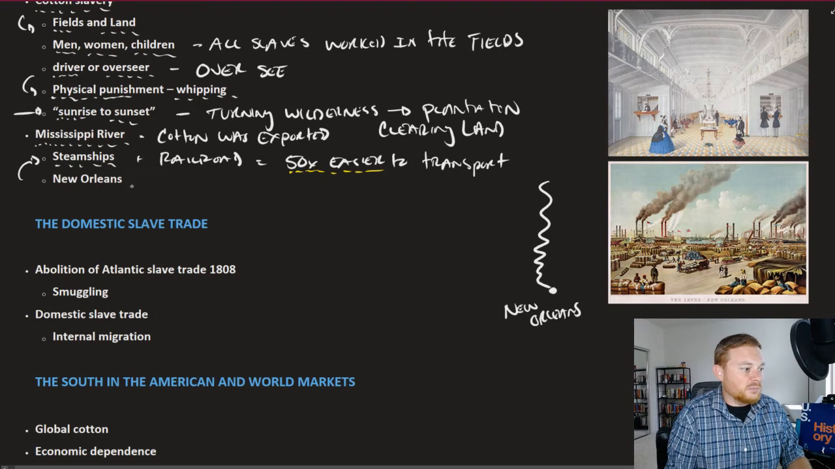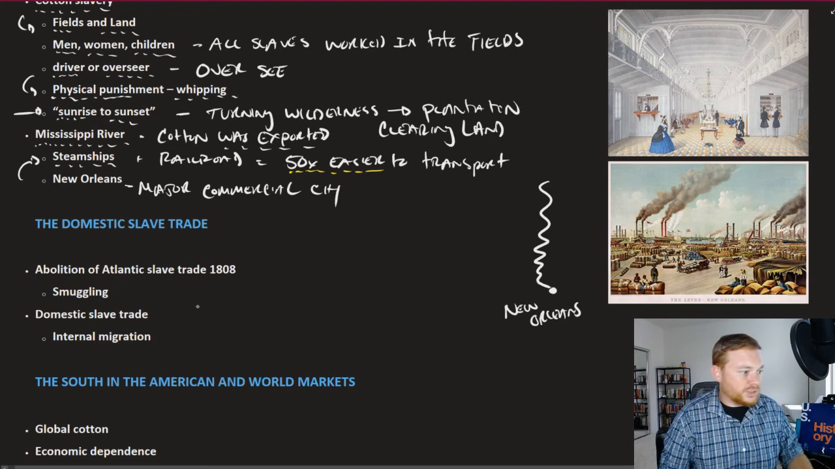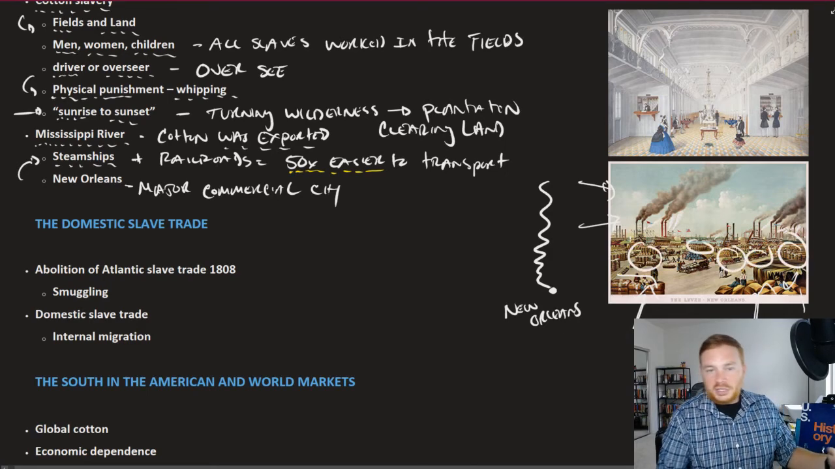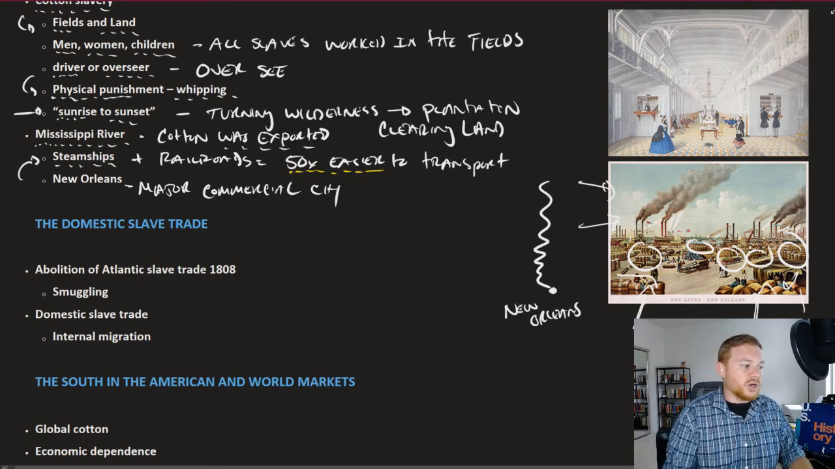So this became a major commercial city in the South, known mostly for exporting cotton. Cotton went down the river. Steamships and railroads made it essentially 50 times easier to transport it. Here you have an illustration of what New Orleans looked like, and you can just see all the bales of cotton that were there getting ready to export, whether they were going to New York City or whether they were going to London, Europe, or Manchester, or wherever they ended up going.